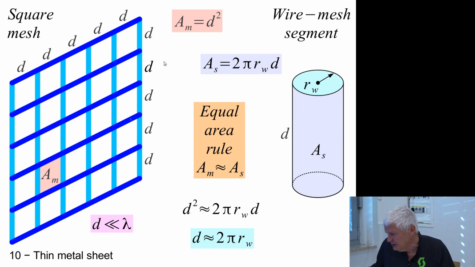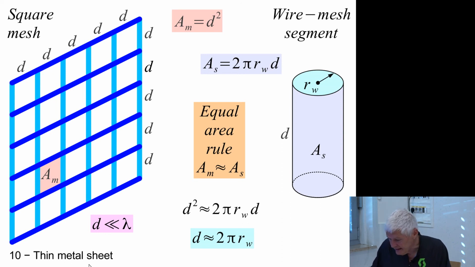And this is quite simple to implement in software. We simply get to the relationship that the side of the mesh should be 2 pi the radius of the wire. And in that way, we can emulate a mesh, a thin metal sheet, quite accurately.